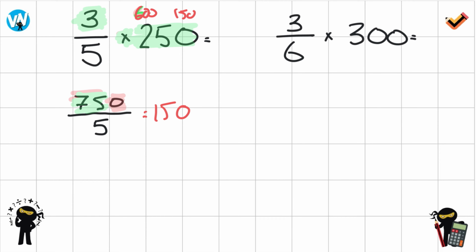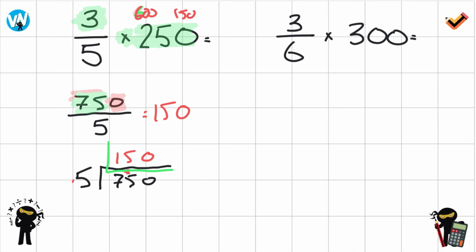If we were to do a short division, let's just do it to prove it. 5 into 750. How many 5s are in 7? Well, we've got 1 with 2 remainder. How many 5s are in 25? 5. And there's nothing to happen at the end, so we've got 150.